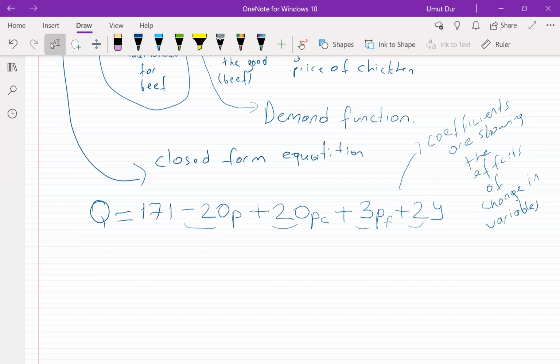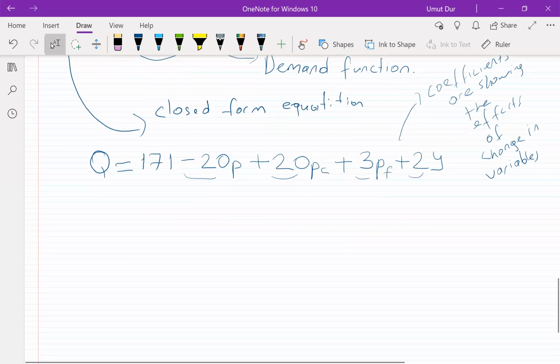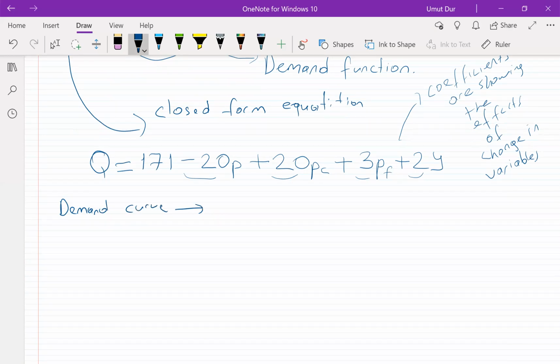Okay, so given this demand function, if you remember, when we were interested in the demand curve, what we did was draw the relation between P and Q. Which means that we have fixed PC, PF, and Y.